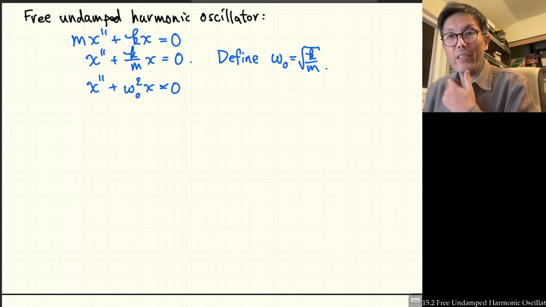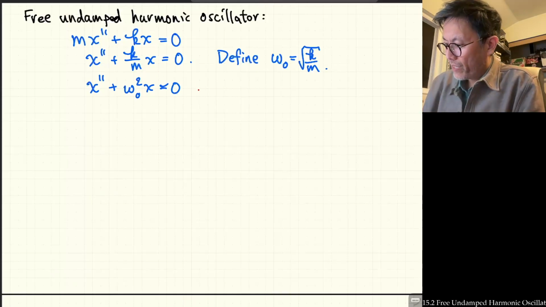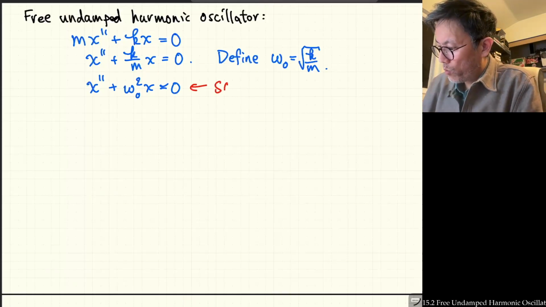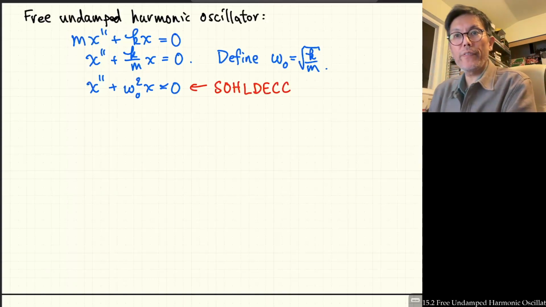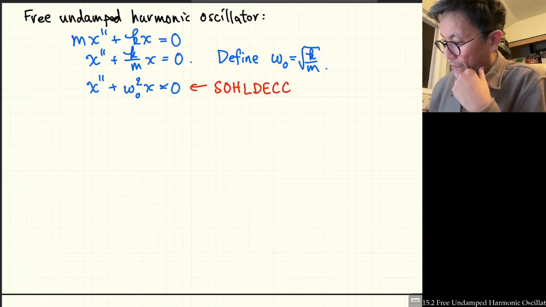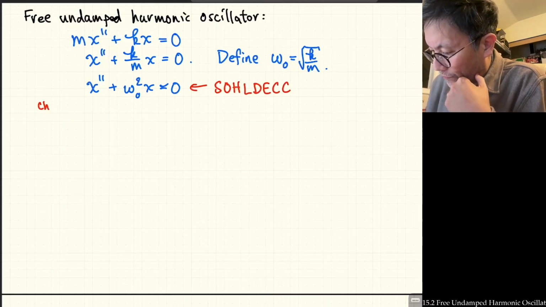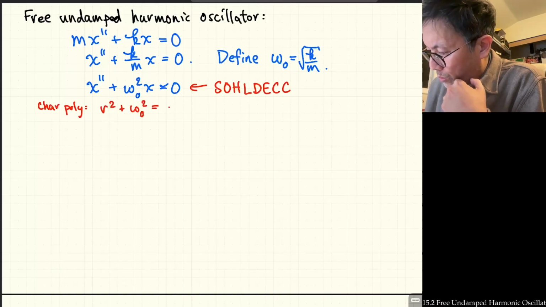The thing I want to say about this is that it is a second order homogeneous linear differential equation with constant coefficients. And so we know how to solve these. We just use the characteristic equation, or figure out what the characteristic polynomial is. In this case, that's going to be r squared plus omega naught squared equals 0.